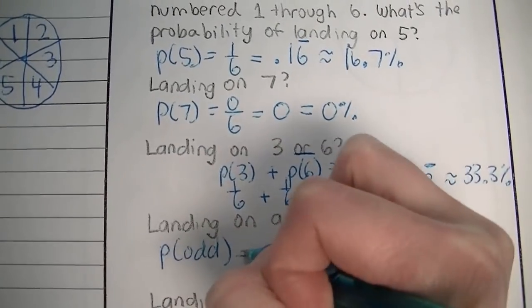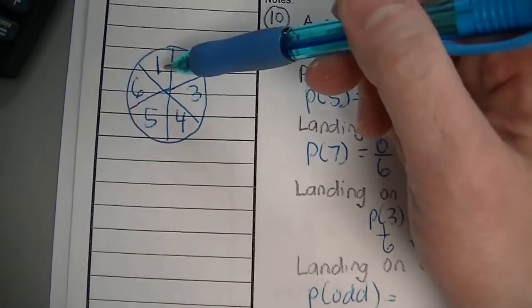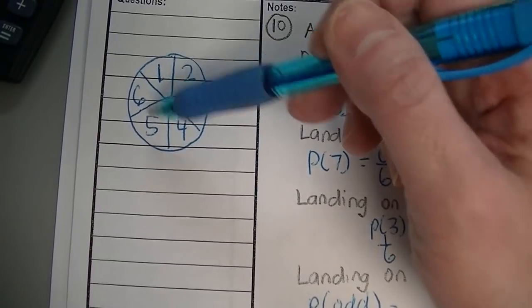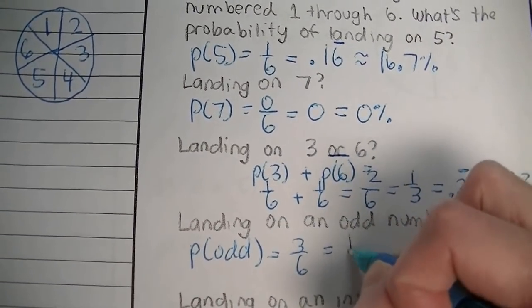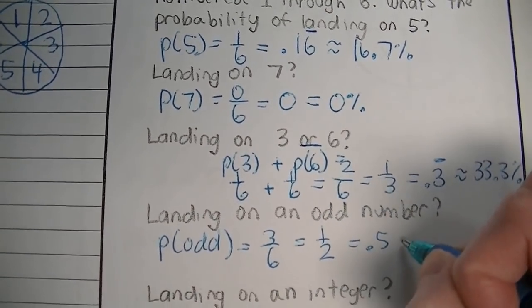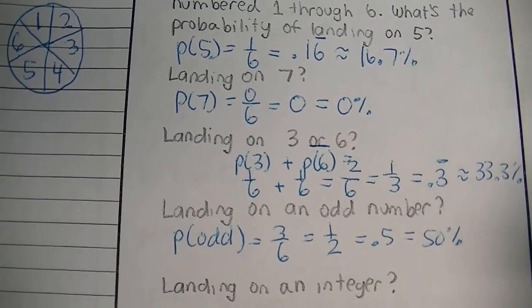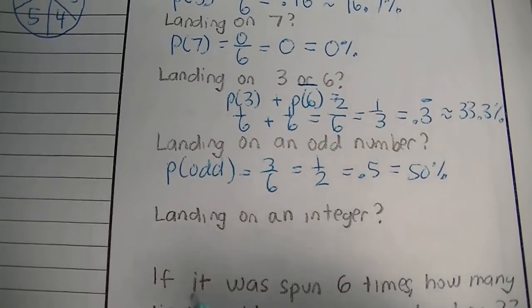Okay, so let's go ahead and look up at that sample space up here, 1 through 6. And landing on an odd number, well, you're odd, odd, odd. So there's 3 of them out of 6. So 3/6 simplifies to 1/2, which would be this as a decimal, which would be this as a percentage. So that's an equally likely event, landing on an odd one or an even one, okay?